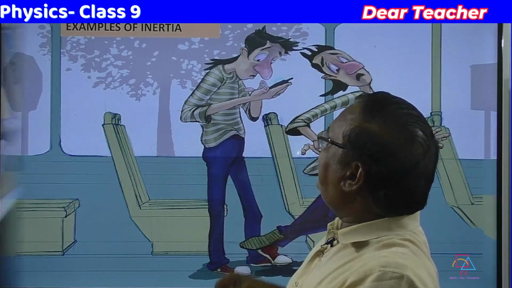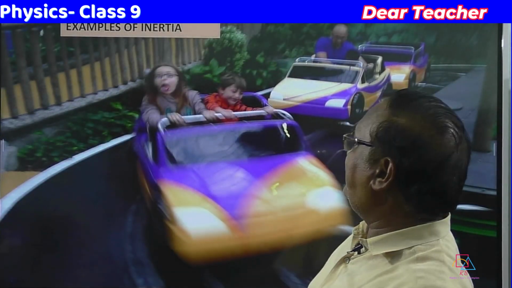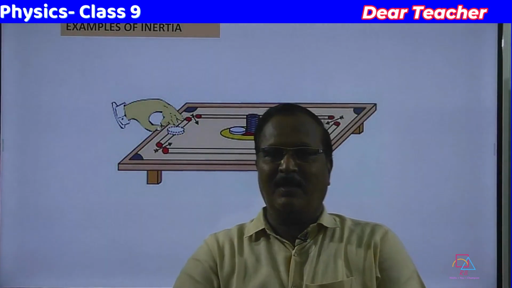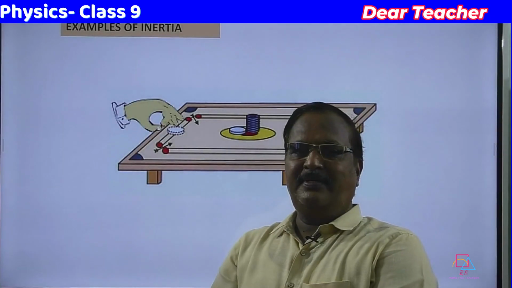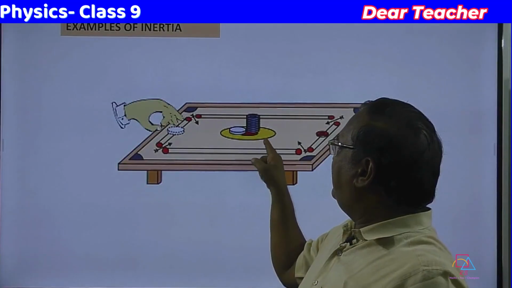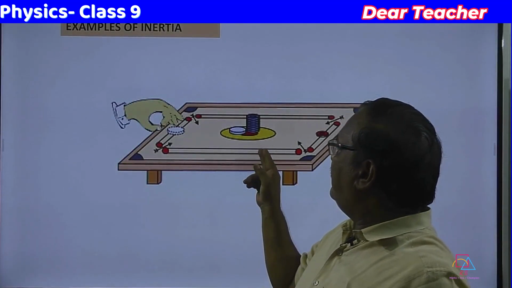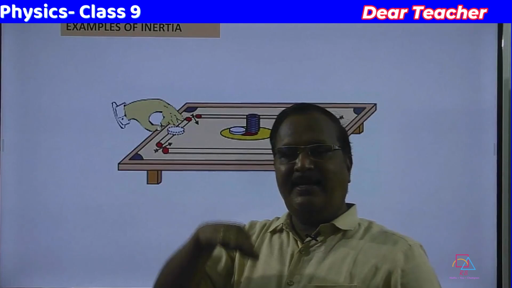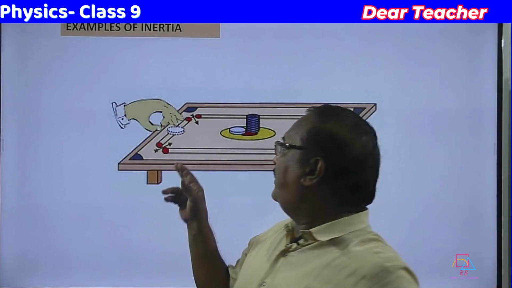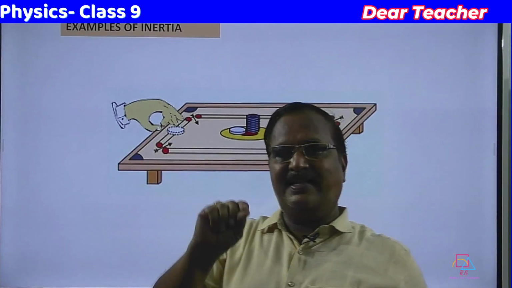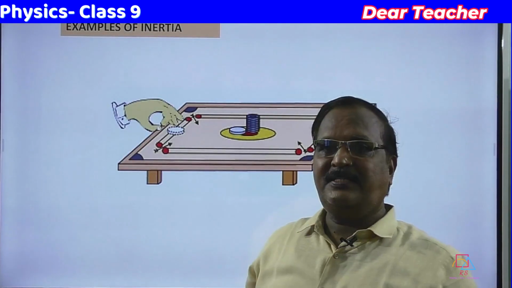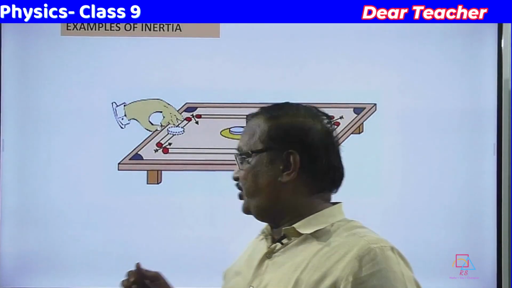Okay, let us see. Here one more thing is there, like so many examples you can have. Carom board, coins you can keep. When you strike it, what happened? These are the coins. Only the bottom coin will go out, remaining coins will be there at the same place. But if the striker size is less than the coin size. So this is also an example of the law of inertia.